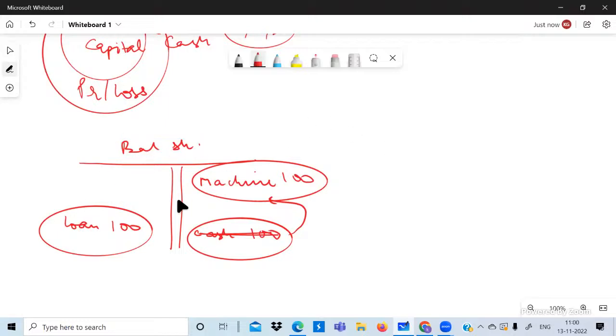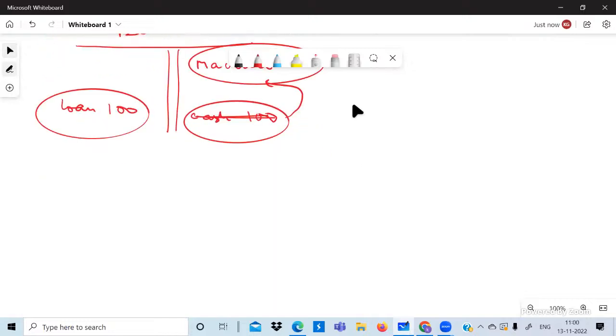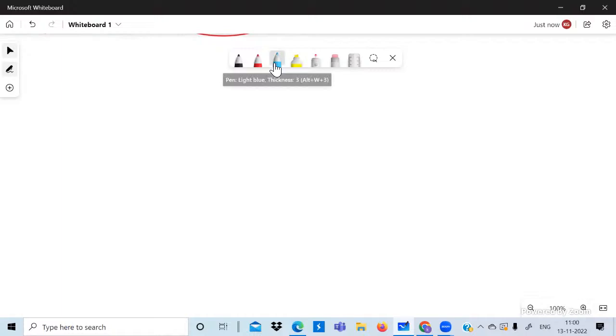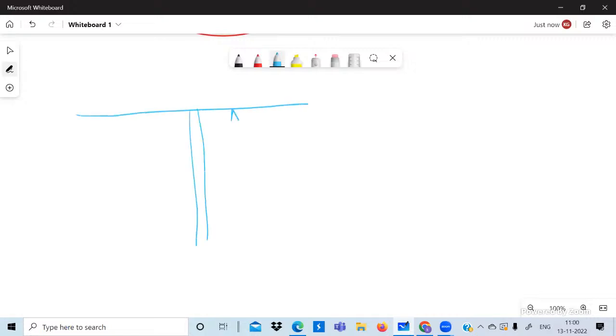Okay, now let's look at the balance sheet. Let's deep dive a little bit and look at a balance sheet. As of now, what we know is a balance sheet has three components. It has the assets, it has the liabilities, and it has the shareholders fund. So let's say if I'm making a balance sheet in a T format, I'll have assets, I'll have liabilities, and I'll have shareholders fund.